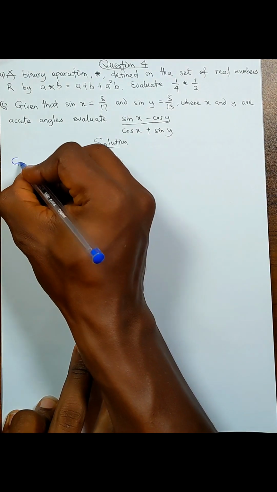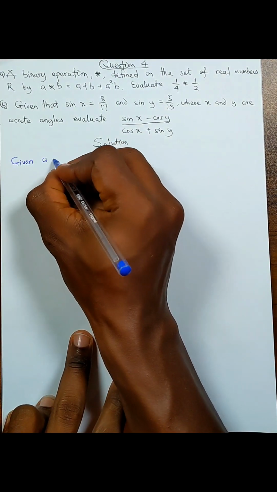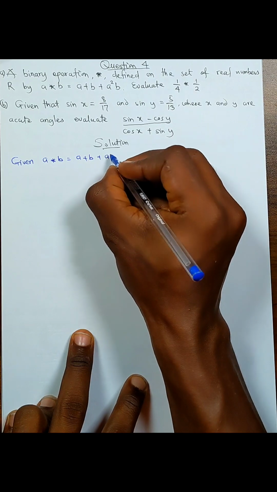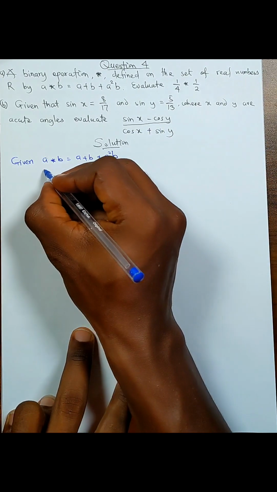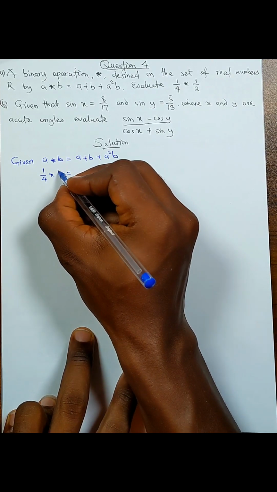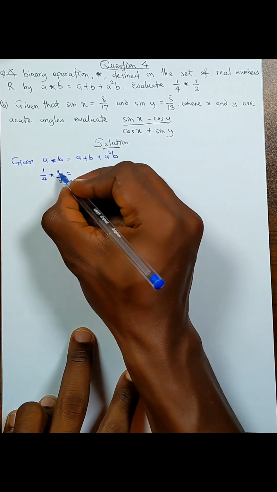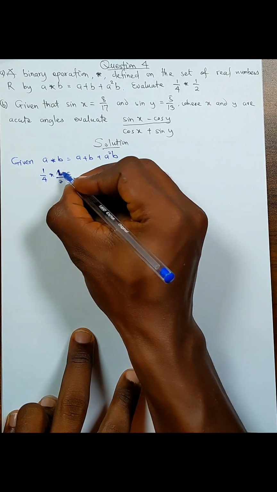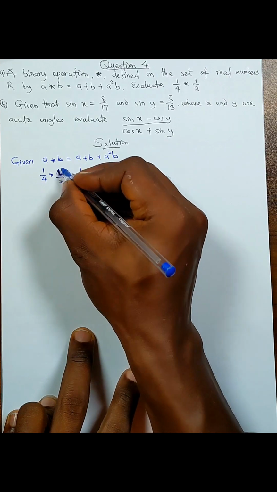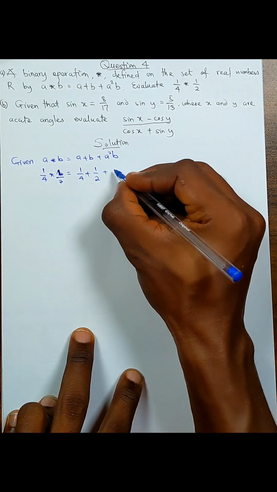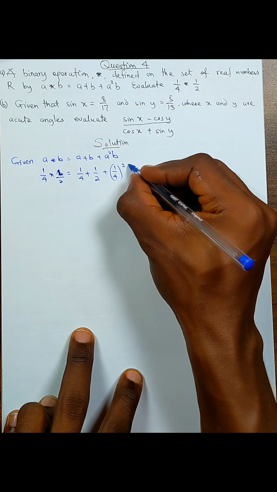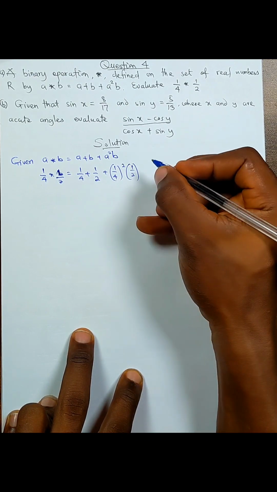So we will start by saying that given A operation B is equal to A plus B plus A squared B, 1 over 4 operation 1 over 2 is given by 1 over 4, which is now representing the A, plus B, which is now 1 over 2, plus A, which is 1 over 4, 1 over 4 squared, multiplying B, which is 1 over 2.